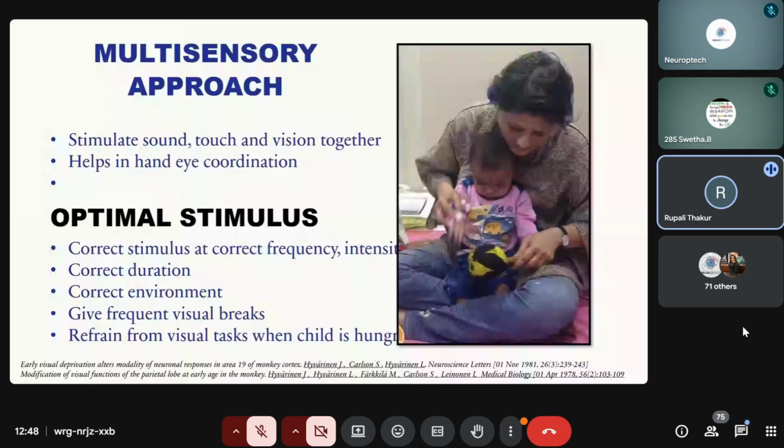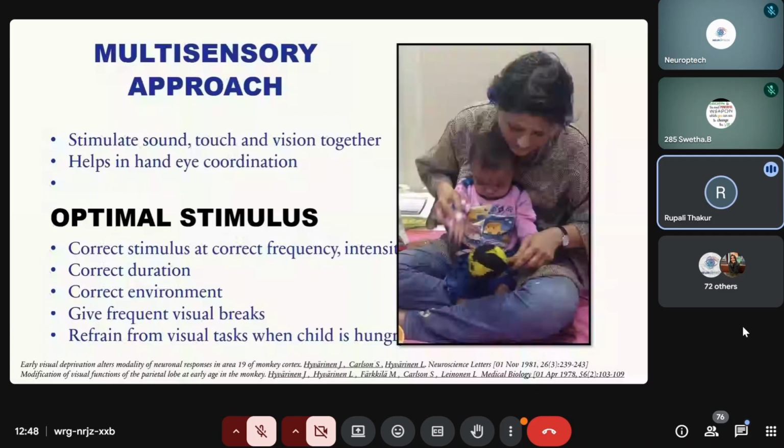Then optimal stimulus, correct stimulus at correct frequency, correct intensity. Frequency and intensity means you have to see, slowly you have to move. If there is good vision, then you can slowly increase your intensity of showing the objects. Correct duration. It's not that if you do one hour of therapy the child will improve more. But correct duration: if you are giving 20 minutes, those 20 minutes should be fruitful. Correct environment also. If there is so much clutter and noise and you're dealing with these kids, they are not going to give you any response.